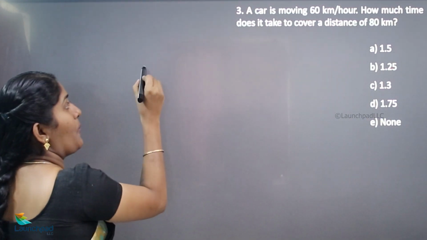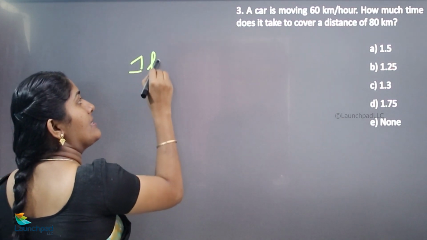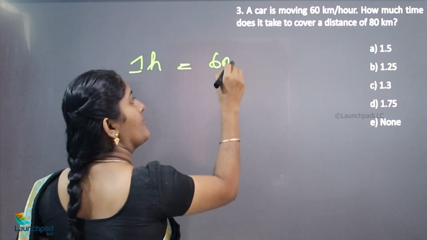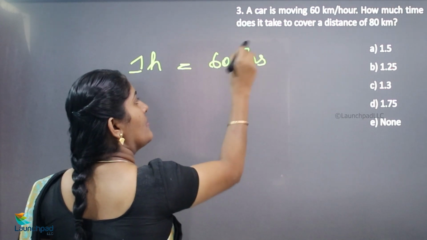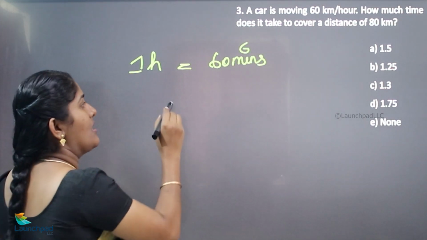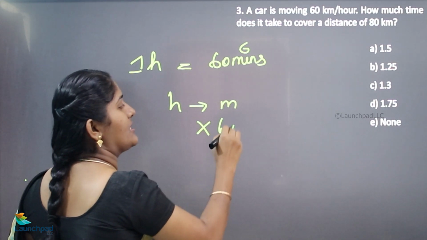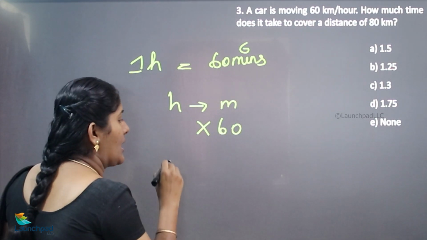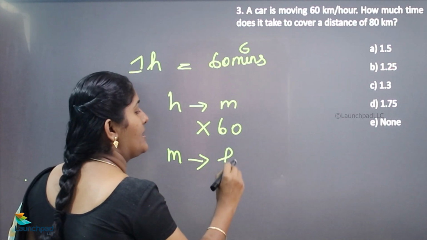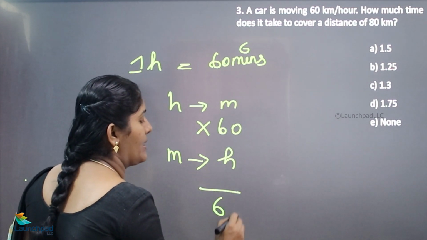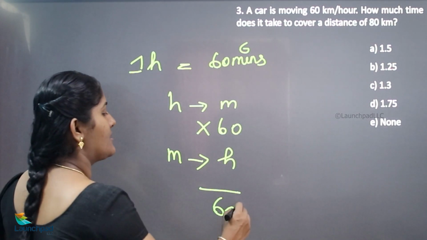Okay, and one more point: 1 hour means 60 minutes. So if you want to convert hours into minutes, we should multiply by 60. If you want to convert minutes into hours, we should divide that value by 60. So keep this in your mind.